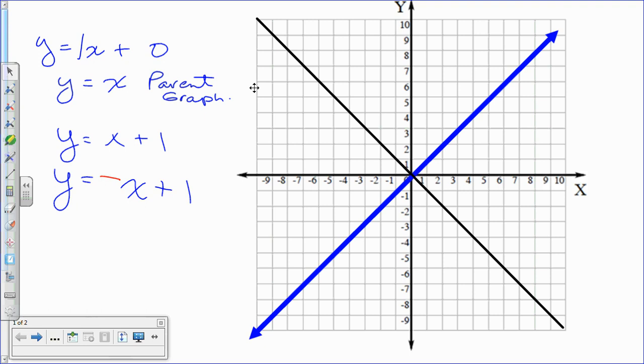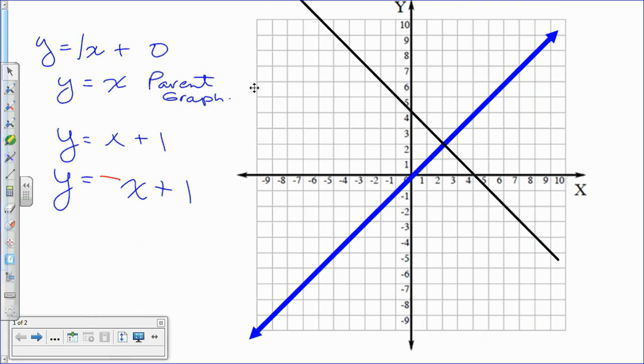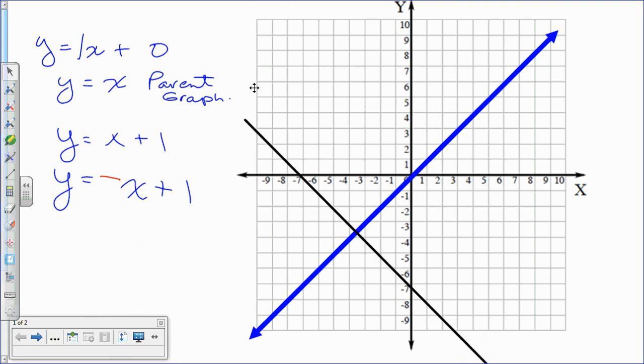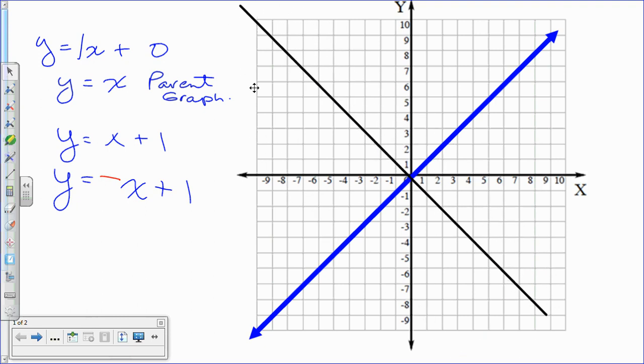Okay, did you see what happens, right? The same thing. What happens to my b if it changes? And the line does what? It shifts up or shifts down, but the slope stays the same.